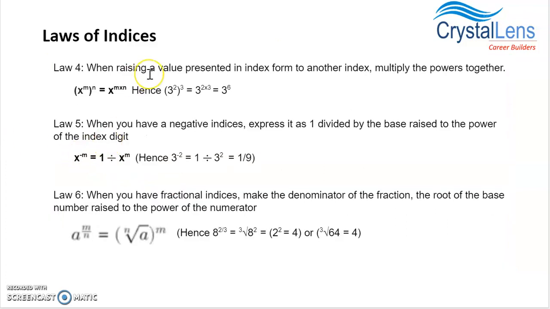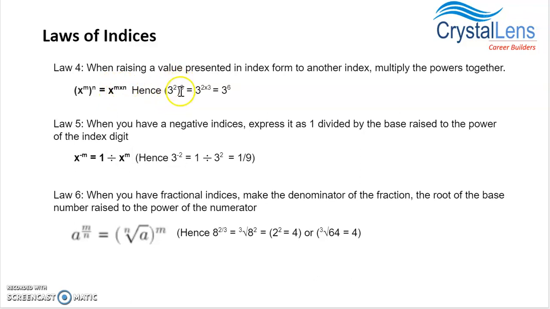The fourth law of indices says when raising a value presented in index form to another index, multiply the powers together. Now, this is a very cool way to represent this. It says x raised to power m, all raised to power n. And so what you're supposed to do is just to say x raised to power m times n. This is a very good example.